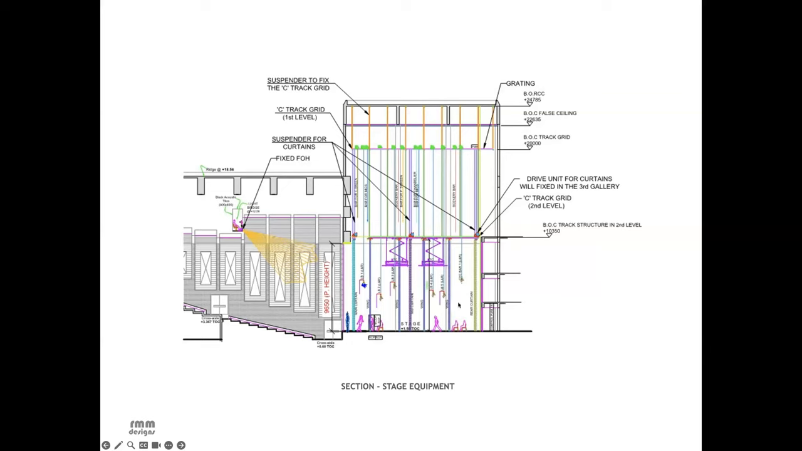These are your light bars, your utility bars. This is the mid curtain, this is the rear curtain, and this is the main curtain. And this is, of course, your FOH light bar, where you can see a person sitting and managing the light which is falling onto the stage over here.